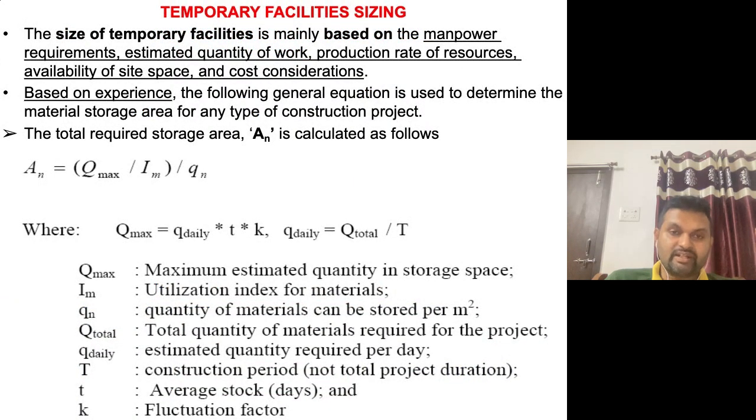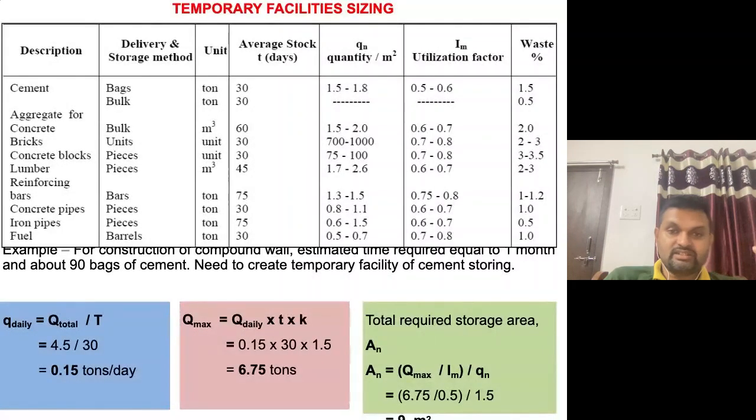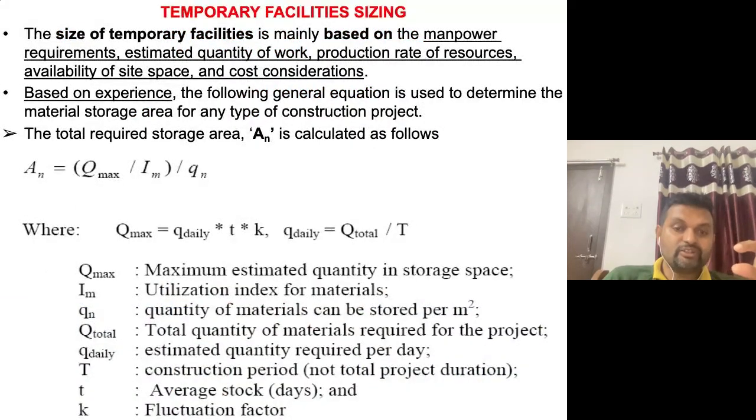K is the fluctuation factor, which is also known as the wastage percentage. This is the requirement, and so the wastage factor I need to consider, because the extra quantity I need to take care of, that is the k. So k is the wastage percentage. See the last column of the table, from where I'm also going to get the wastage percentage. Sorted. So I am able to calculate the Q max.